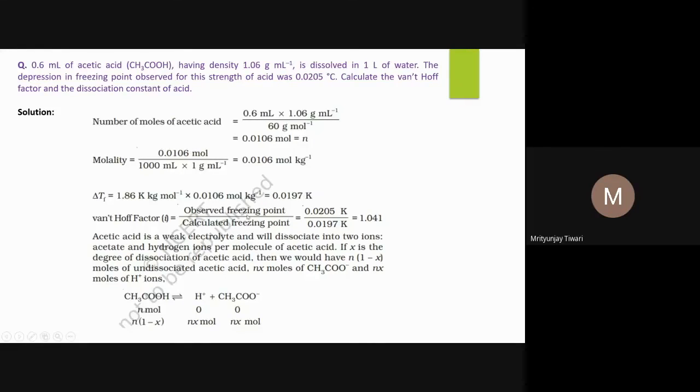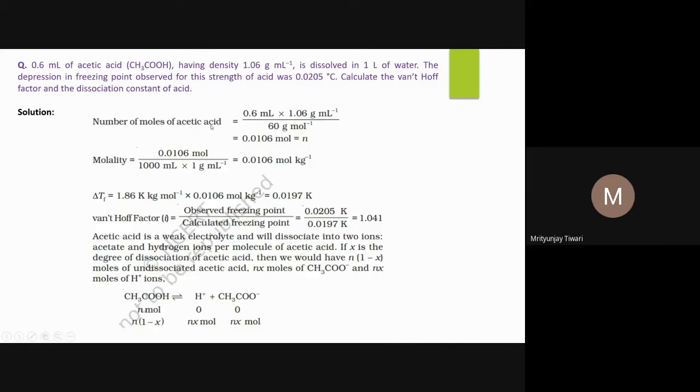Now the complexity of this question has increased. What is the 0.6 ml of acetic acid? To calculate the number of moles, we need to obtain the total mass of the solute that is taken. The volume is given, mass is not given, but the density is also given. The density and volume are given, then you can calculate the mass. We know the density is equal to mass divided by volume, so mass will be equal to density into the volume.